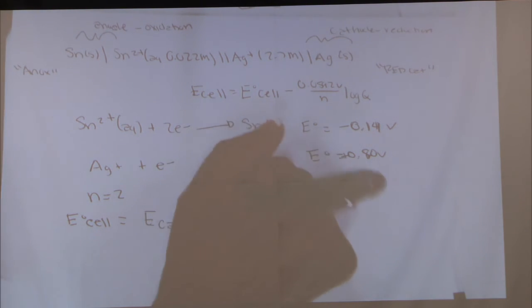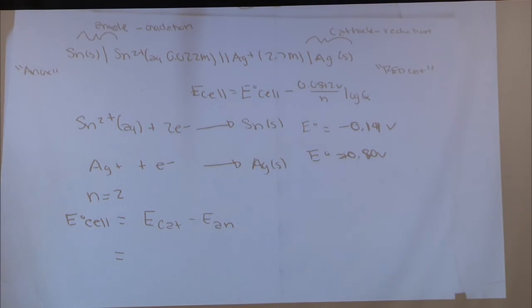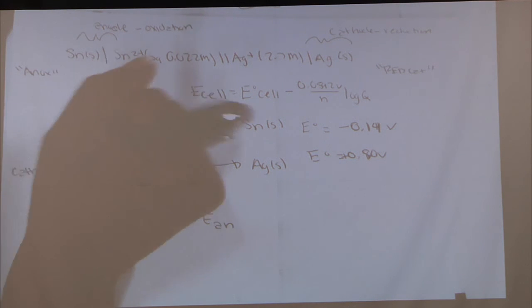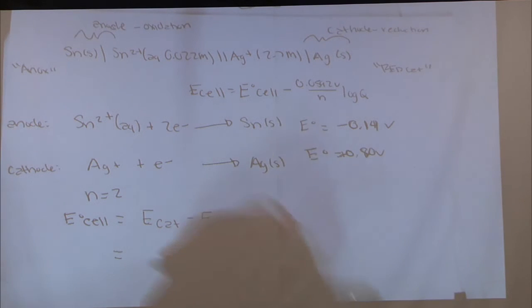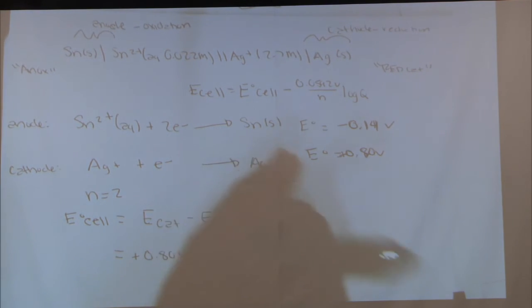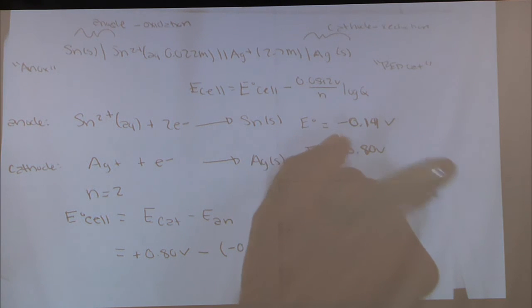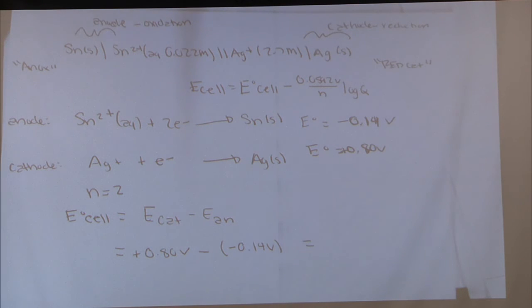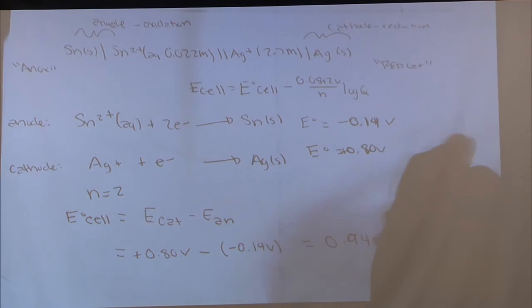Great, so E cat minus E an. We're going to take, which one's the cathode again? Great, so I'm going to write cathode here and anode here. So the cathode one would be plus 0.80 volts minus negative 0.14 volts. And what do you guys get for E standardized cell? 0.54, 0.94 volts.